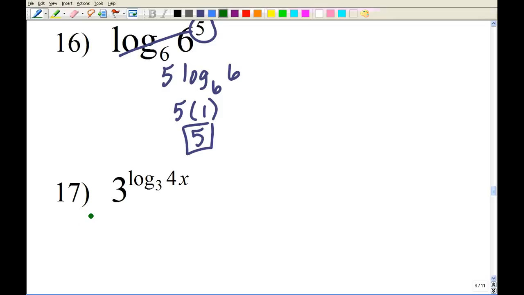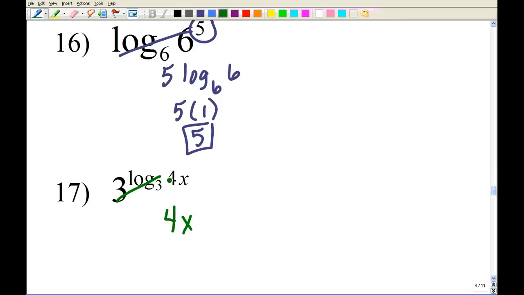Number 17, 3 to the log base 3 of 4x. Again, 3 with an exponent of log base 3, essentially it'll cancel and you'll just be left with a 4x. It's a weird way to think about it, because in the exponent you're thinking 3 to what power would give me 4x? Well, that would give you an exponent that then you would put on the 3 and it would still give you the 4x again.